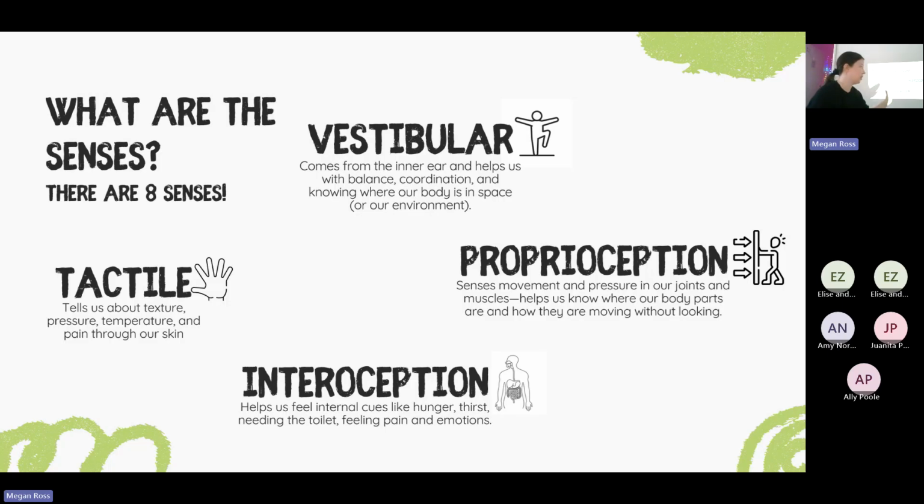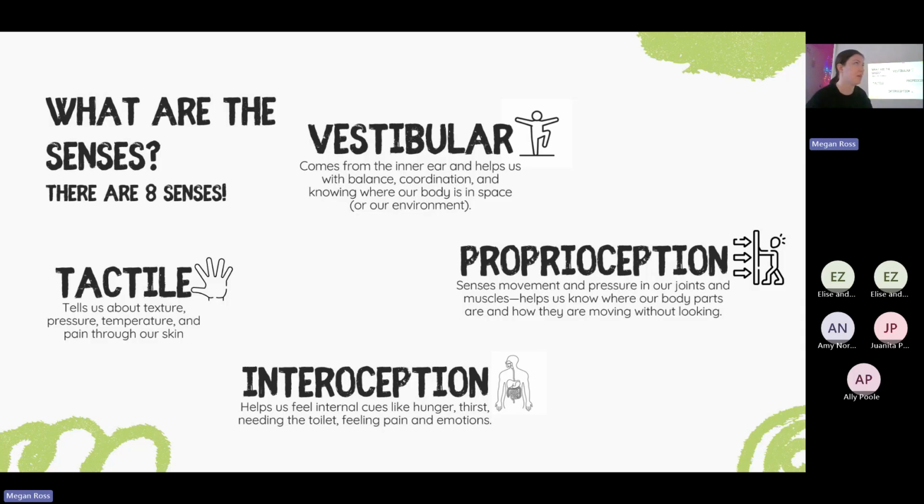Then proprioception works very closely with vestibular, but it is different. So proprioception senses the movement and pressure in our joints and our muscles and helps us know where our body is, or where our body parts are and how they're moving. So proprioception is the sense that helps us understand where our body is in relation to itself.